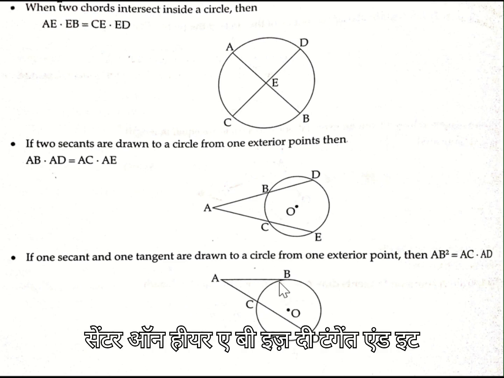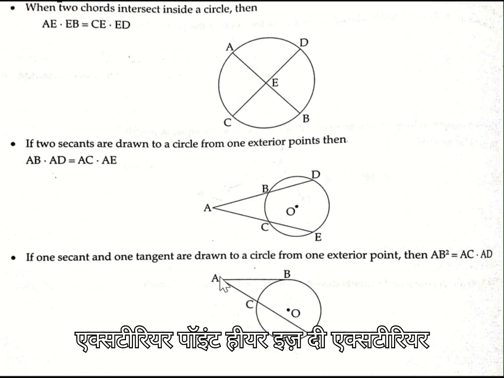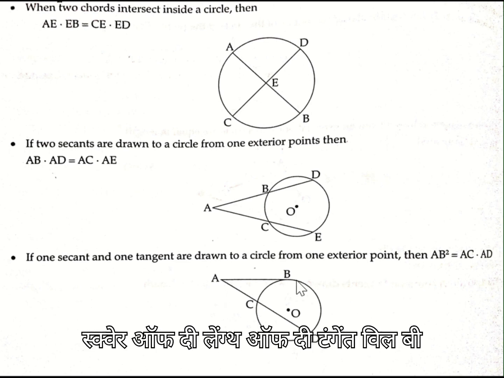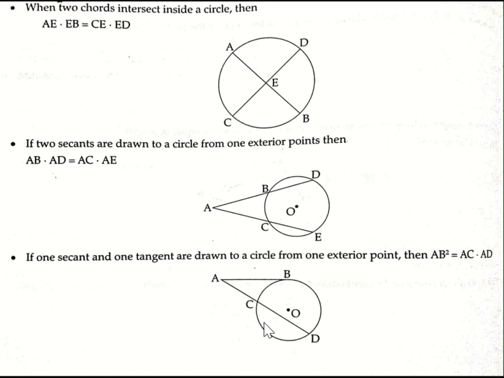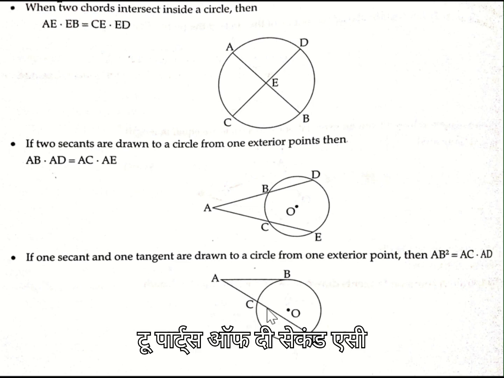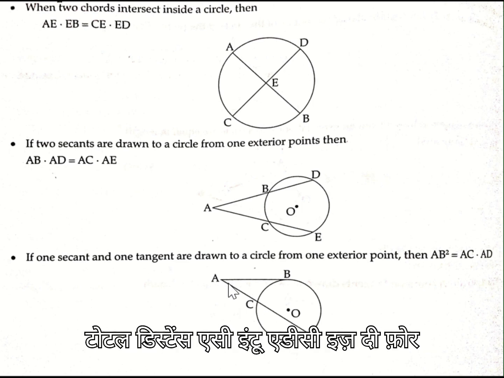AB is the tangent and AD is the secant from a common exterior point. Here is the exterior point. Then AB square, that means the square of the length of the tangent, will be the same as the product of AC into AD, the total distance.